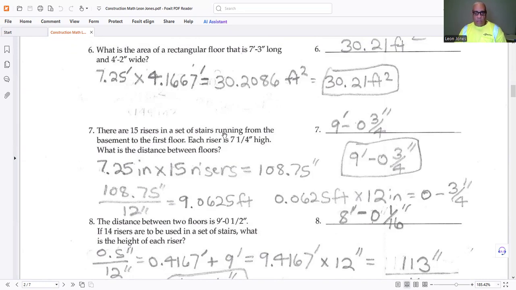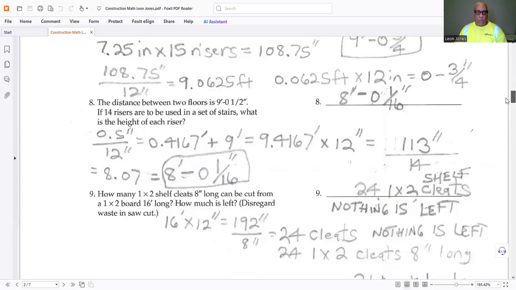Again, I took the risers in inches, multiplied by the number of risers, which gave me inches. And I took that and divided it by 12 to get feet. And then I took the 0.0625 and multiplied that by 12 inches to get 3/4 of an inch. So put everything together: 9 feet plus 3/4 of an inch, which is 9 feet, 3/4 of an inch. And that is the difference between both of the floors.